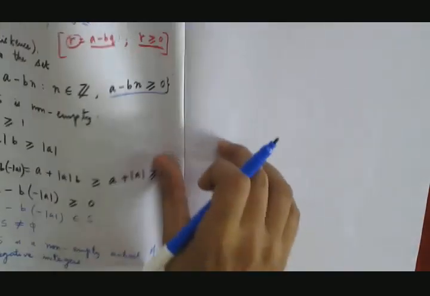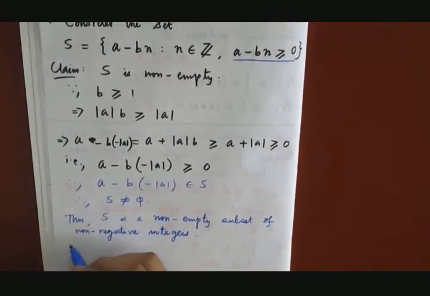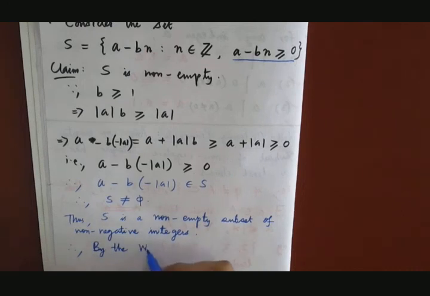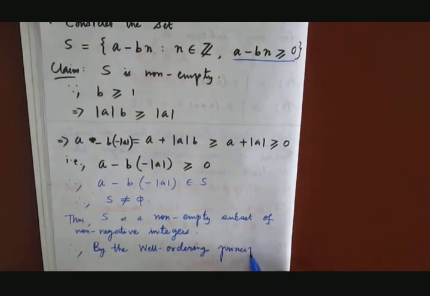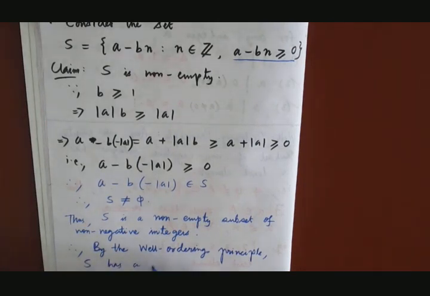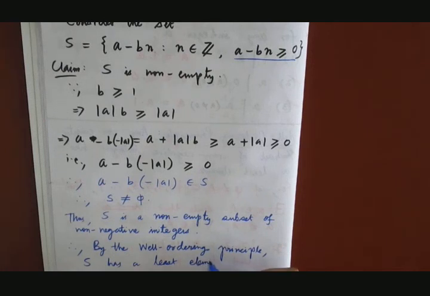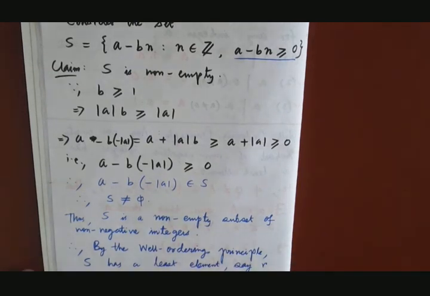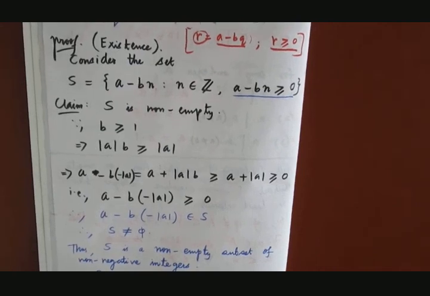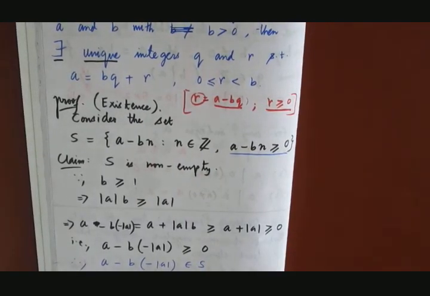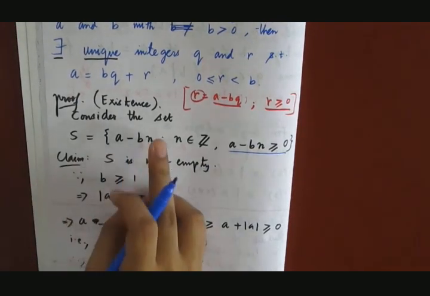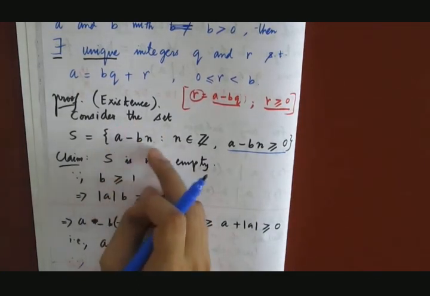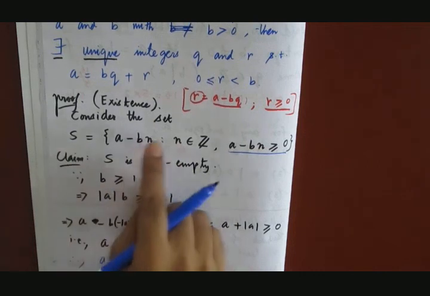By this well-ordering principle, okay, therefore, S has a least element. Say, I am calling that element R. Clear? So I am calling the least element R. That is, R belongs to S, and R is the smallest element of this set. Now understand my point very carefully. Since R belongs to this set, R will have this kind of form, because any element of S has this form.